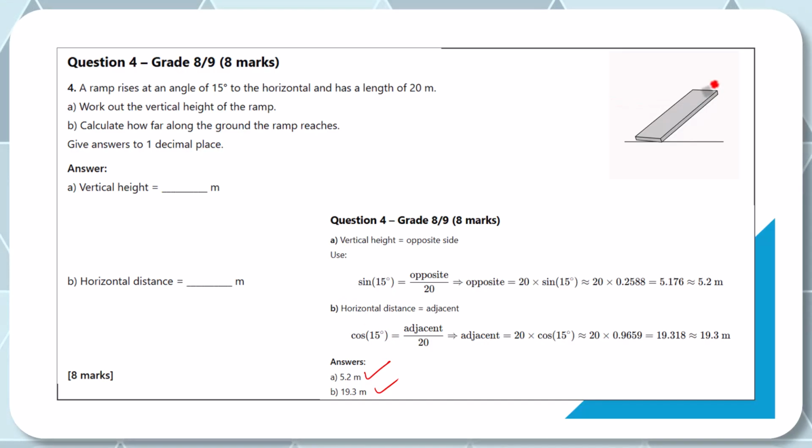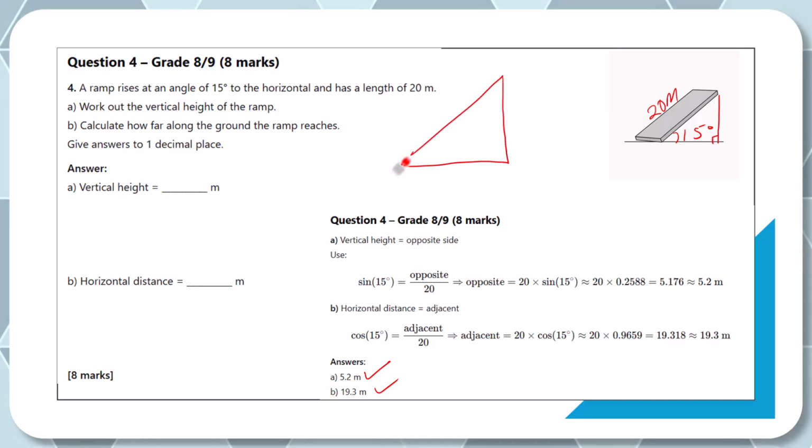Okay, so this is a ramp basically. This ramp here is 20 meters, they said. And the angle with the horizontal is 15 degrees. Work out the vertical height of the ramp. So if you visualize it, we have this, and we have that, and we have this. This angle here is 15 degrees. And this is the right angle triangle, and this is 20 meters. So this is what they're looking for, the height, okay?